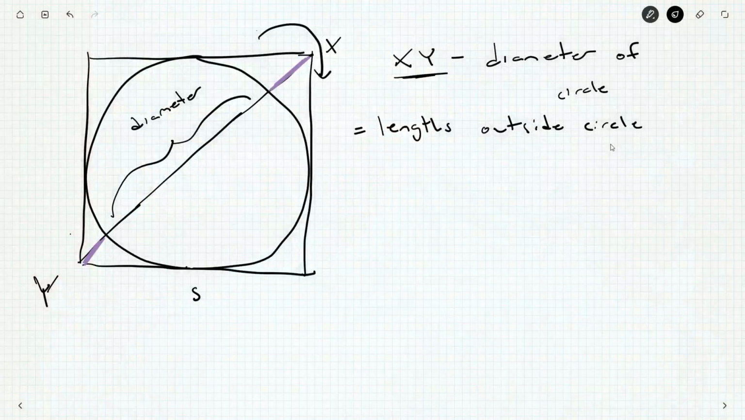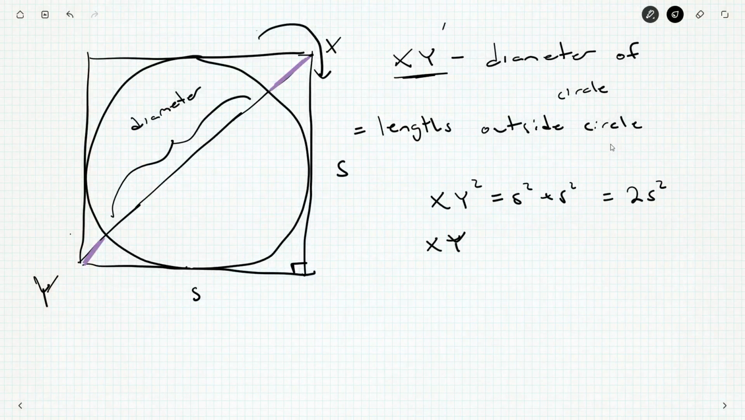So if that's s, well, this side here is s, and we've got a right angle here, so xy squared should be s squared plus s squared. The Pythagorean theorem, we've got a right angle triangle here. So this would be 2s squared, square root both sides, xy, which I'll remind you is a length we'd like to know, is square root 2 of s.